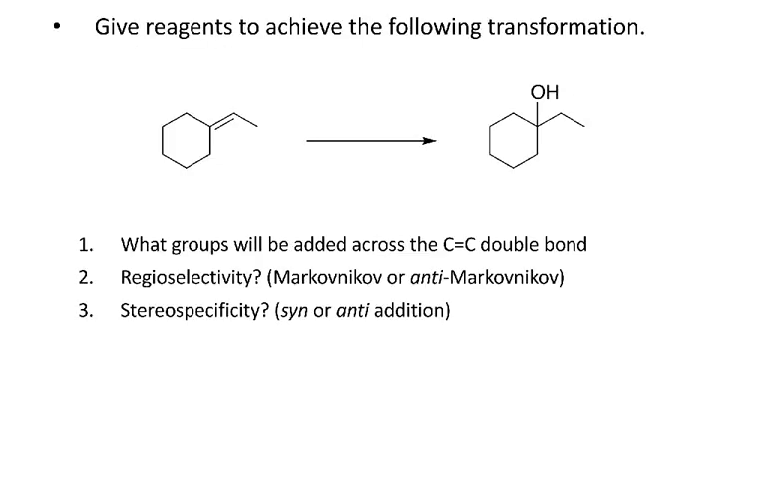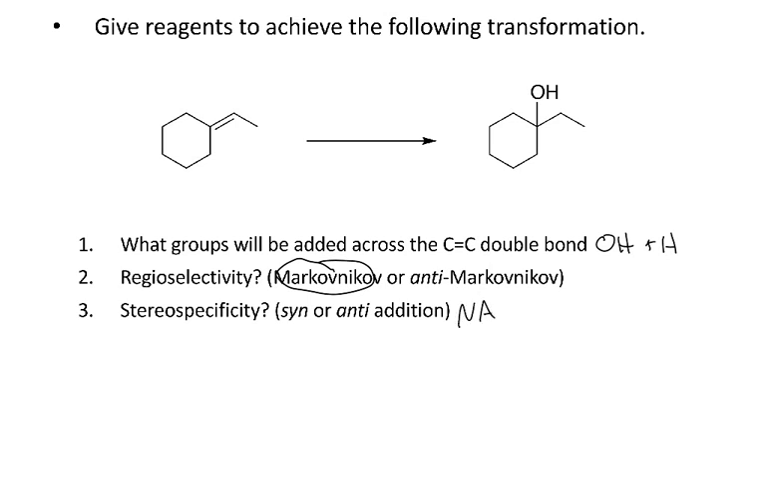Okay, here's our first example. So the first thing we want to ask, to go from the reactants to the products, is what groups did we add to the carbon-carbon double bond? And so in this case, we added a water. So we put an OH here and a hydrogen here. And for the regioselectivity, we put the OH on the more substituted carbon. So we followed Markovnikov addition. And then we didn't create any chiral centers, and so the stereospecificity is not applicable in this case.